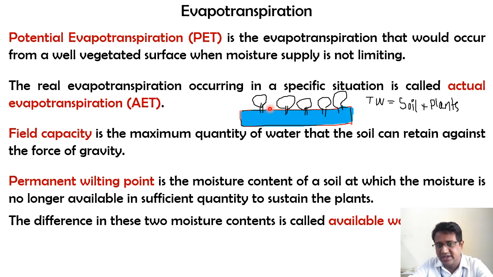So whatever the amount of water being taken up by the plants, if I just show you like this, a small quantity of water is being taken by the plants. At that point of time, only this small quantity which has been taken up by the plants will be coming out as the transpiration.